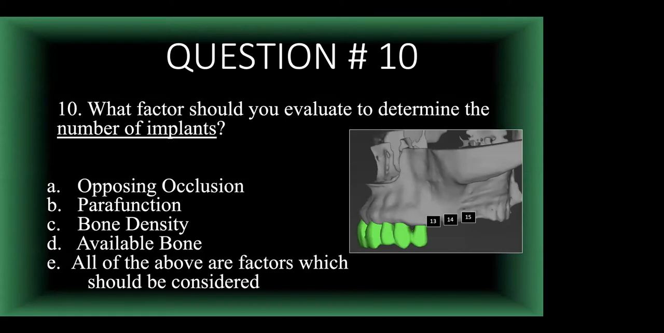What factor or factors should you evaluate to determine the number of implants? The opposing occlusion, parafunction, bone density, available bone, or E, all the above are factors which should be considered.